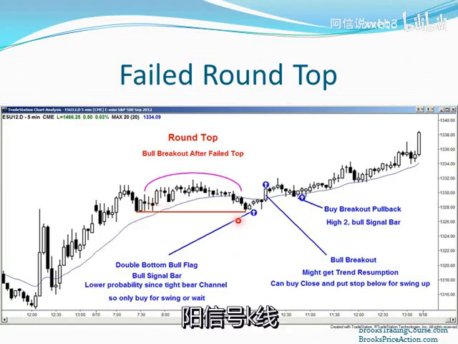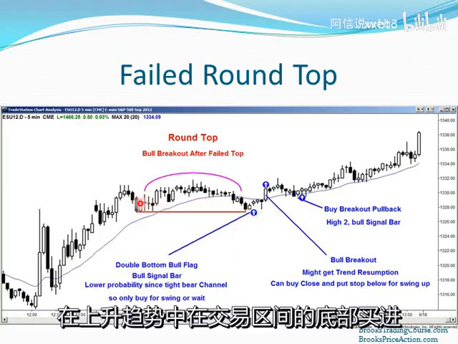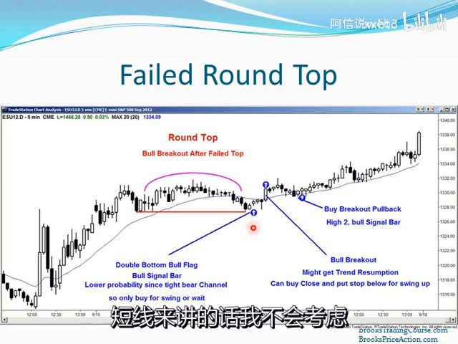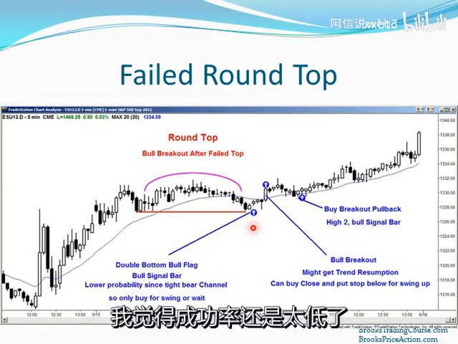Double bottom bull flag, bull signal bar, buying at the bottom of a trading range in a bull trend, probably okay for a swing long. I would not take it for a scalp. I think the probability is not high enough.